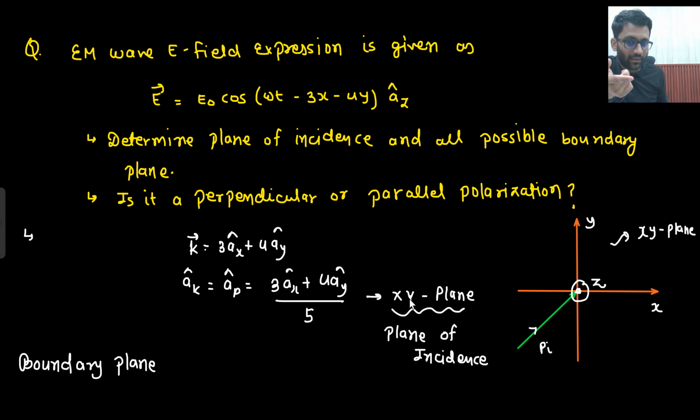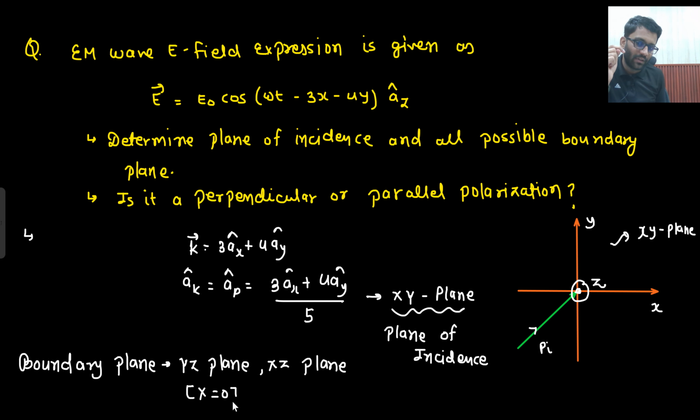So the xy plane is the plane of incidence. Then the boundary plane could be the yz plane or the xz plane. Say yes or no, right? What is the equation of the yz plane? That is x equals 0. And what is the equation of the xz plane? That is y equals 0. So all these basic things you should know. If we are going into the xz plane, that means certainly y equals 0, and if you are going into the yz plane, that means certainly x equals 0.